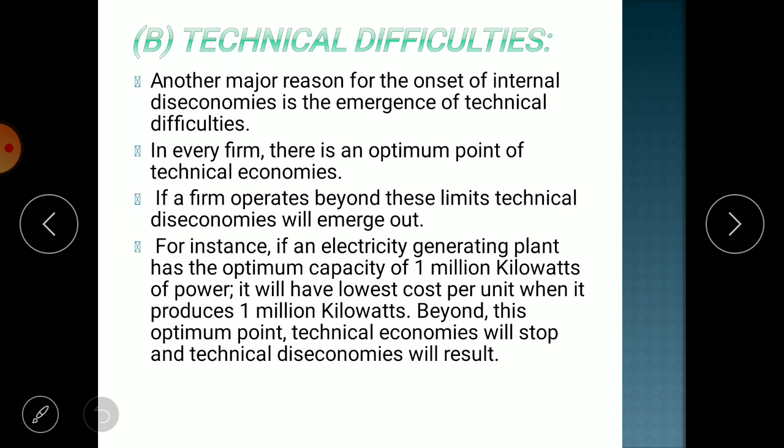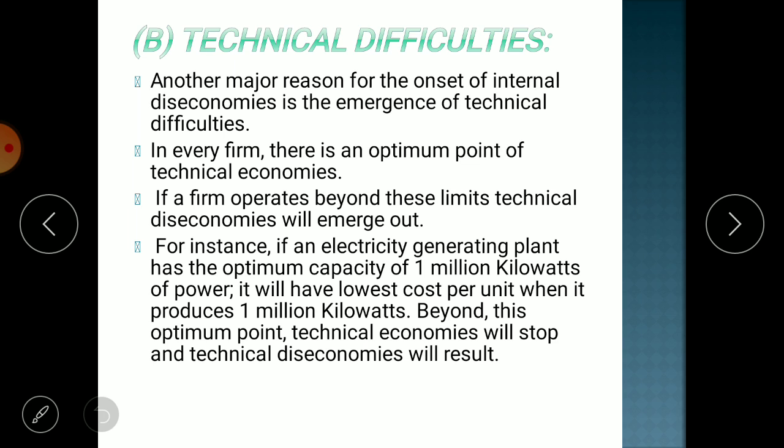Another major reason for the onset of internal diseconomies is the emergence of technical difficulties. In every firm, there is an optimum point of technical economies. We have seen in the graph that Q1 was an optimum point beyond which if you increase the production then the diseconomies get started. Likewise, every firm has an optimum point for technical economies. If you go beyond that point then your economies turn out to be diseconomies. If a firm operates beyond these technical limits, diseconomies will emerge.